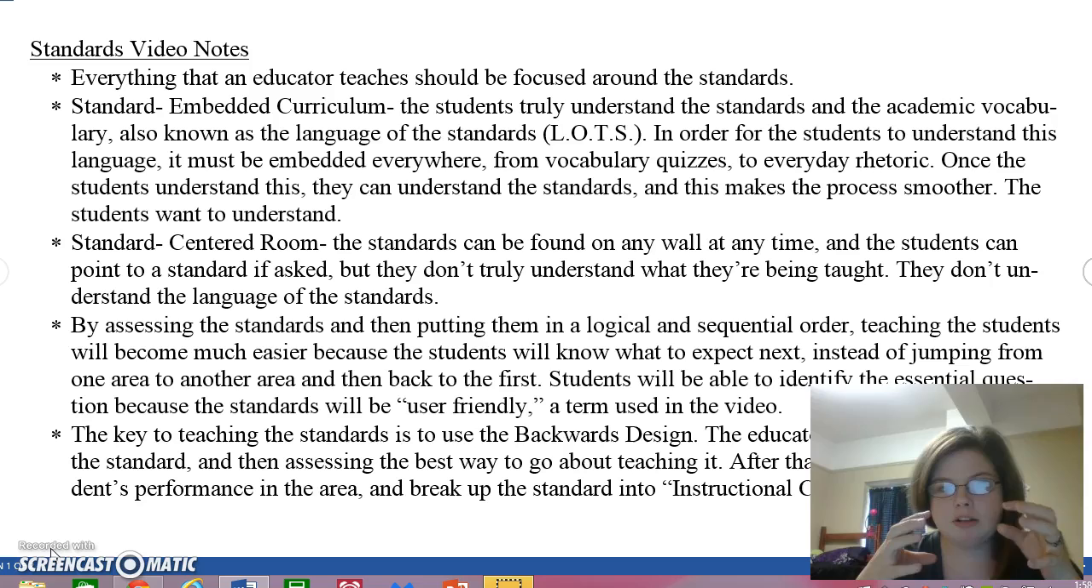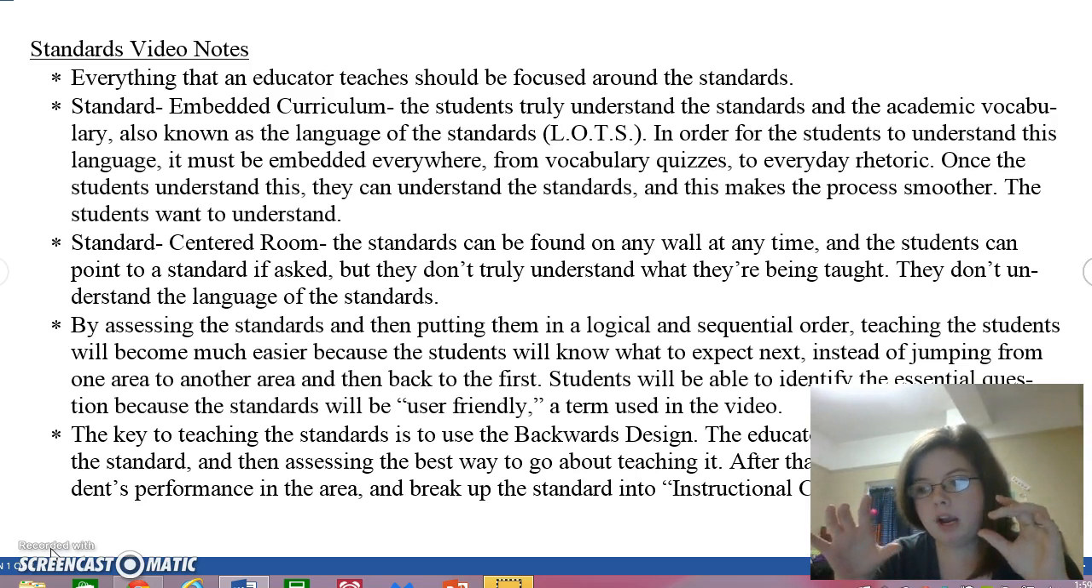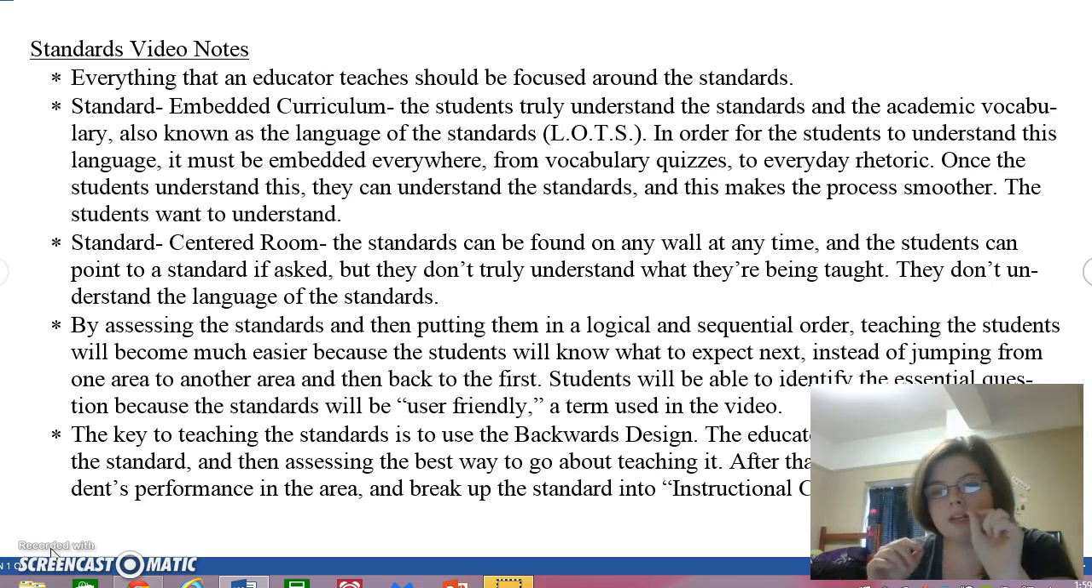By assessing the standards and then putting them in a logical and sequential order, teaching the students will become much easier because the students will know what to expect next. So basically, the standards did not originally come where everything was teach it in this order and here's the best way to teach it. It was more of here's something they need to know, and oh, here's something they need to know, and oh, that's something they need to know too.